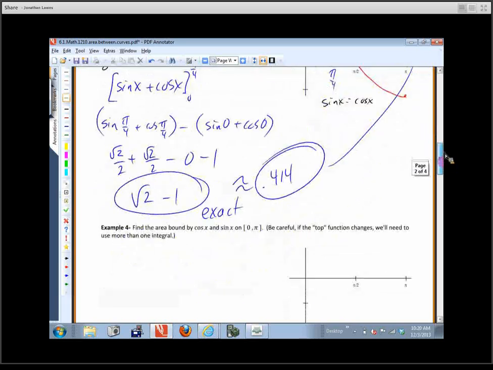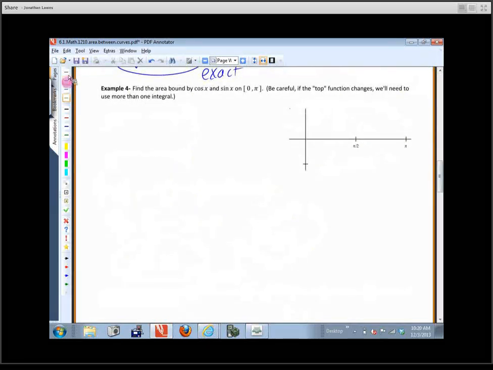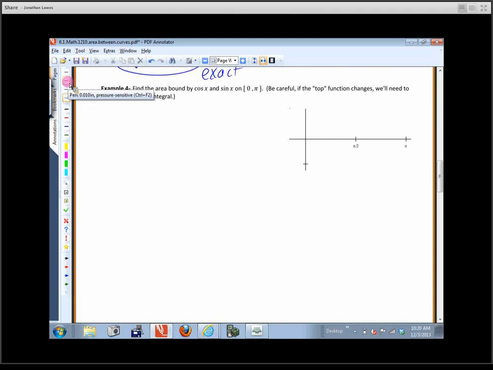Okay, let's take a look at the next one. Notice that the functions are the same, but the interval is different. So the area bounded by the cosine of x and the sine of x on this interval. So again, I'm going to do the cosine in red and the sine in blue. So the cosine starts up here, down here, and like this. So we've got something like this. And then the sine starts here, up to here, and then down to there. So here's what the sine looks like. We want the area bound between the two of these, between 0 and pi.